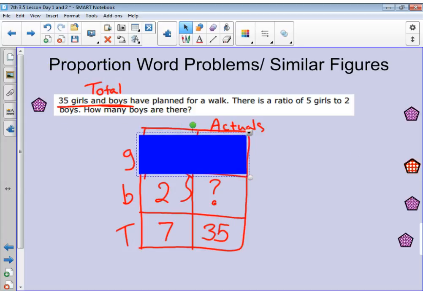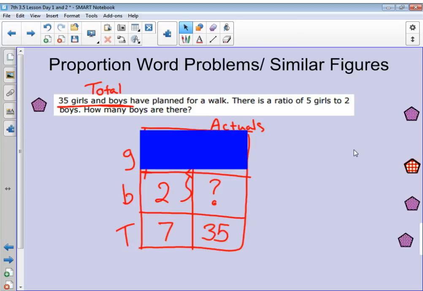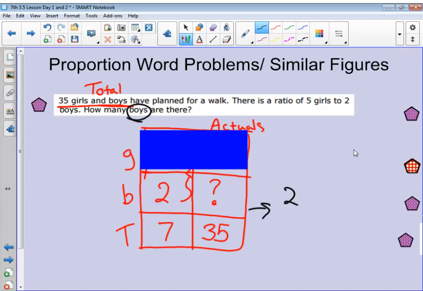Okay, so I'm going to pull it so that it's on the top. Okay, so I'm going to cover up that part, because now I don't really need that top part. They're only asking me one question and they're asking for the number of boys. So the way that I'm viewing this is 2 over 7 is equal to B for boys over 35. So cross multiply and divide, 35 times 2 is 70, divided by 7 would give me 10 boys.